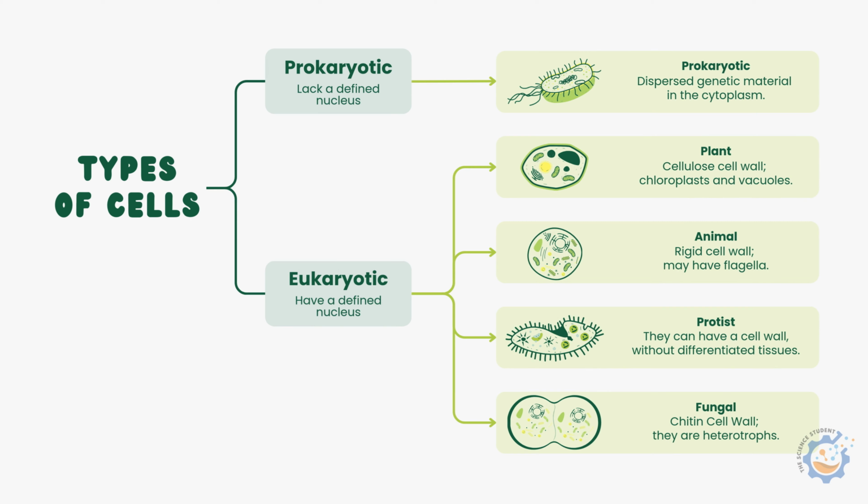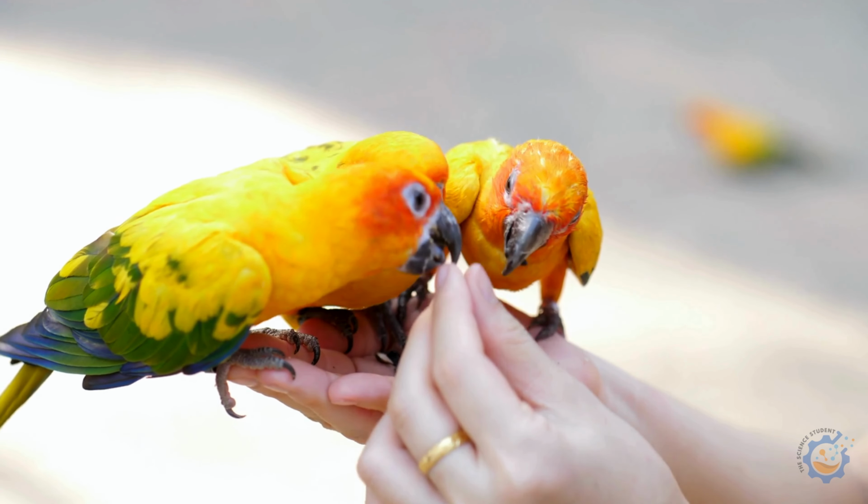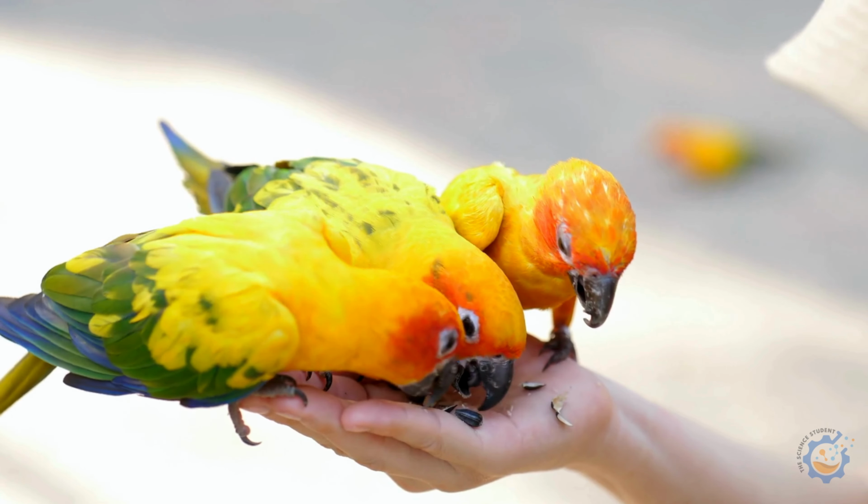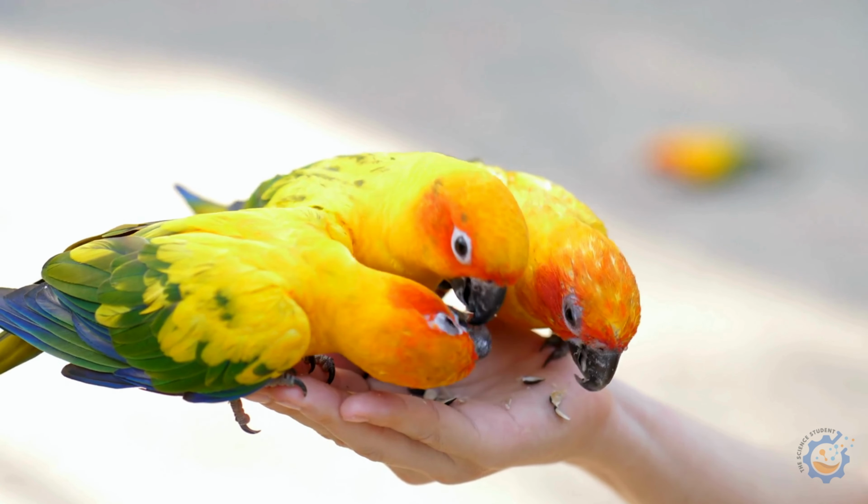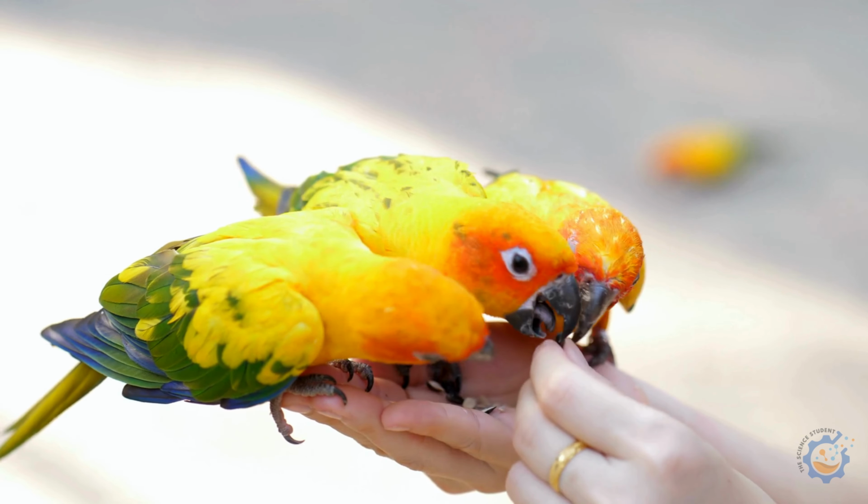Now, eukaryotic cells. These are the complex ones. They have a well-defined nucleus where their DNA is neatly stored. Many organisms we see every day, like animals, plants, fungi, and protists, are made of eukaryotic cells.